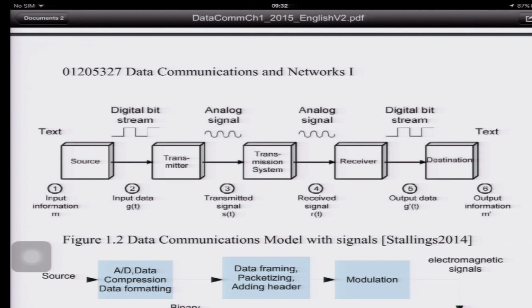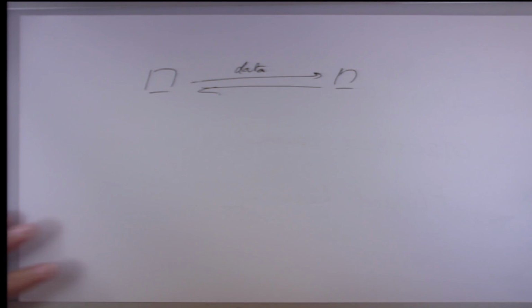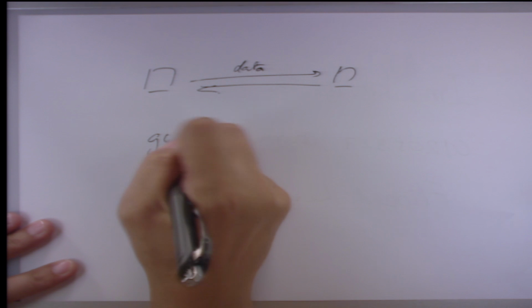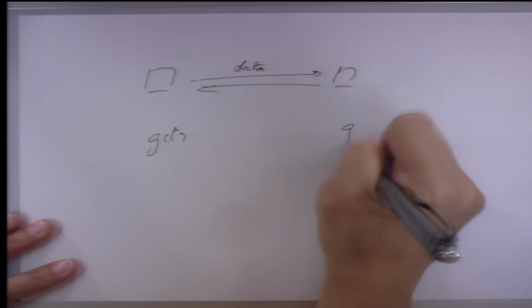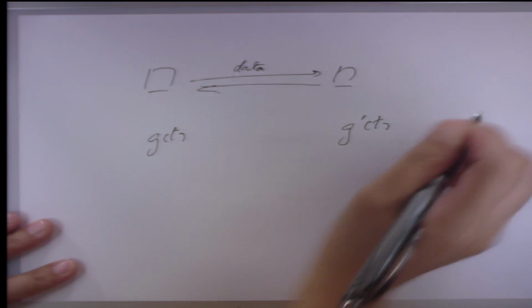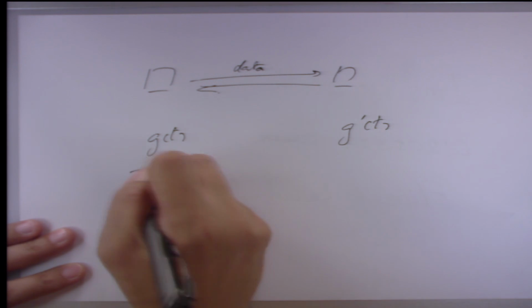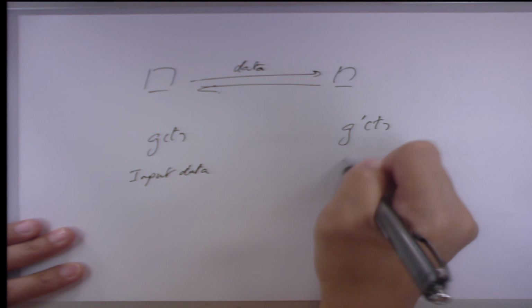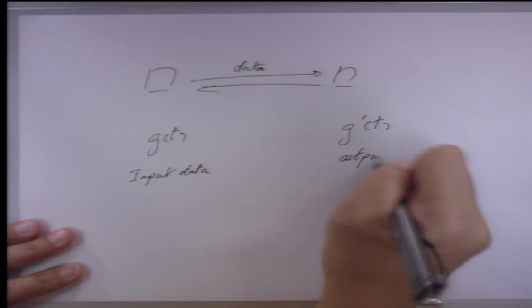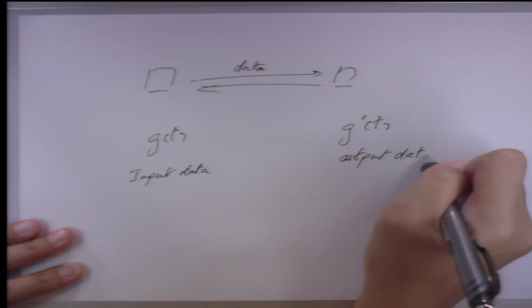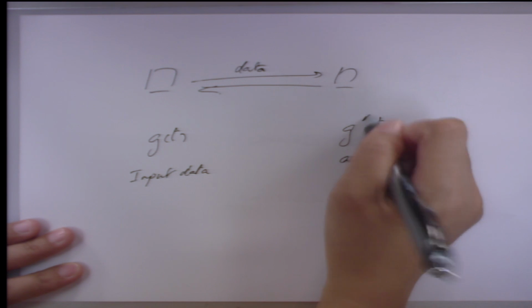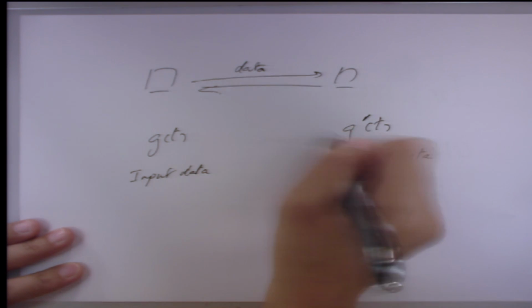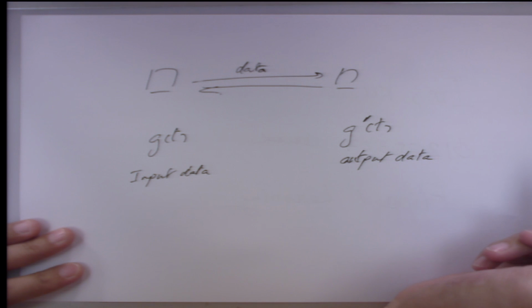You can see that there's g(t) and then there's g'(t). So this is the input data and this is the output data. This has a prime because this one and this one may not be equal, because they may have some errors during the transmission.